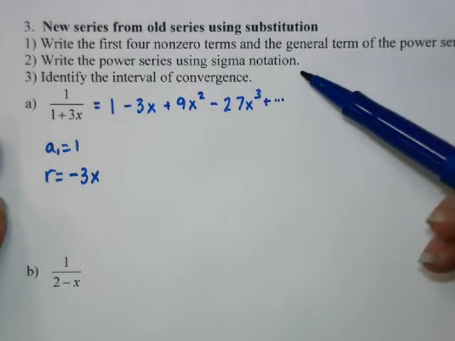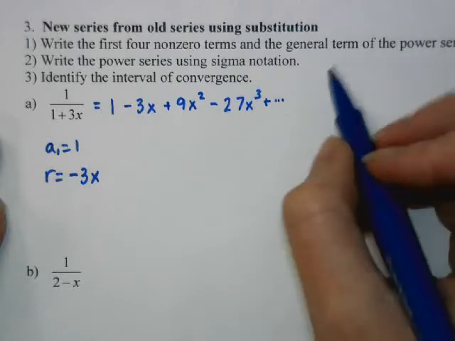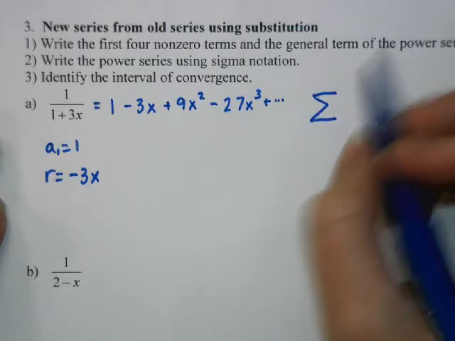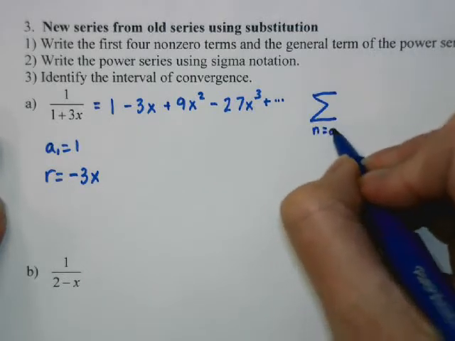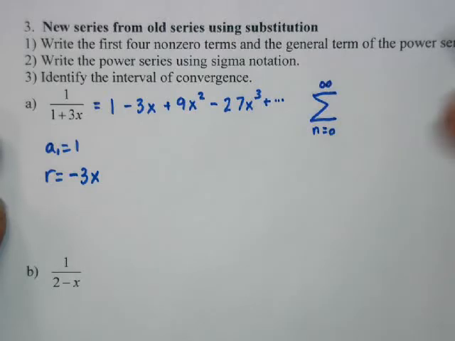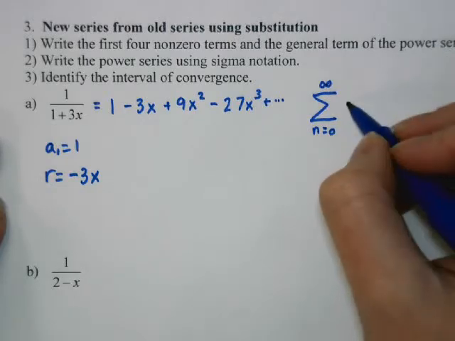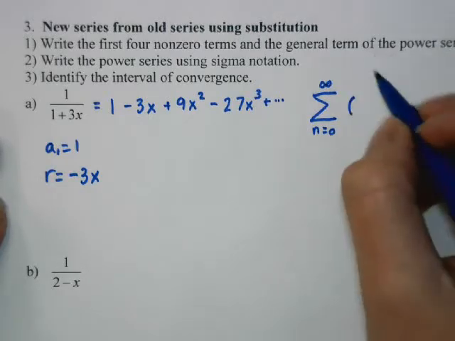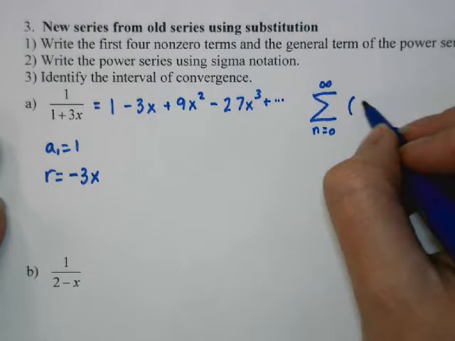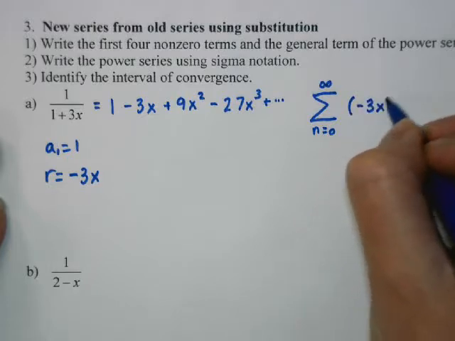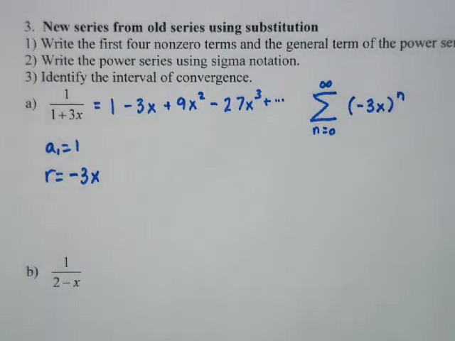The general term, I'm just going to dump into the power series in sigma notation. So I'm going to start with n equals 0 to infinity. We're going to have 1 times -3x to the n.